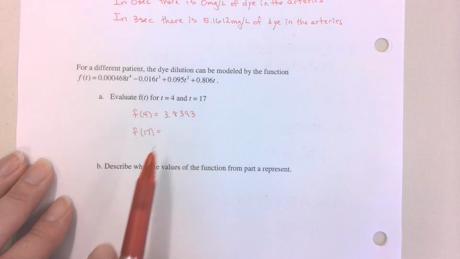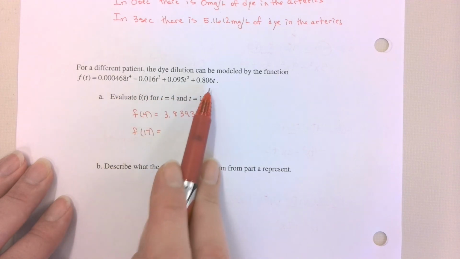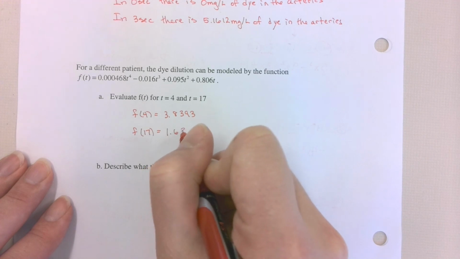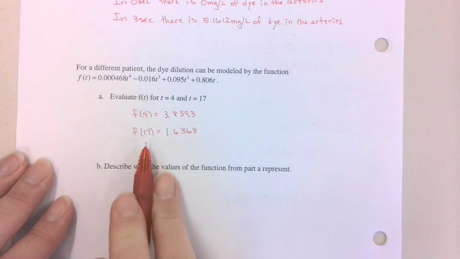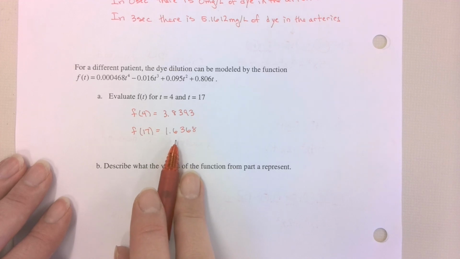We're going to come back to f of 17 and put a 17 in here. My suggestion is that you go back and insert that 17 rather than retyping it, and we get out a smaller number, 1.6368. As time is going on, the dye is getting diluted. It's getting pumped further from the heart.